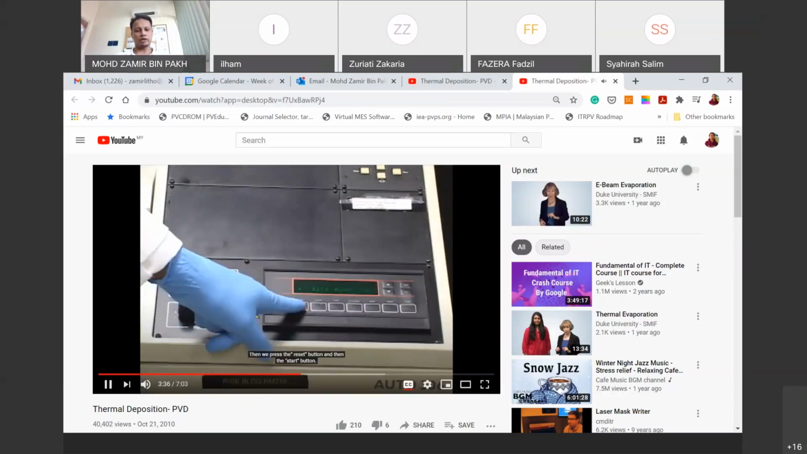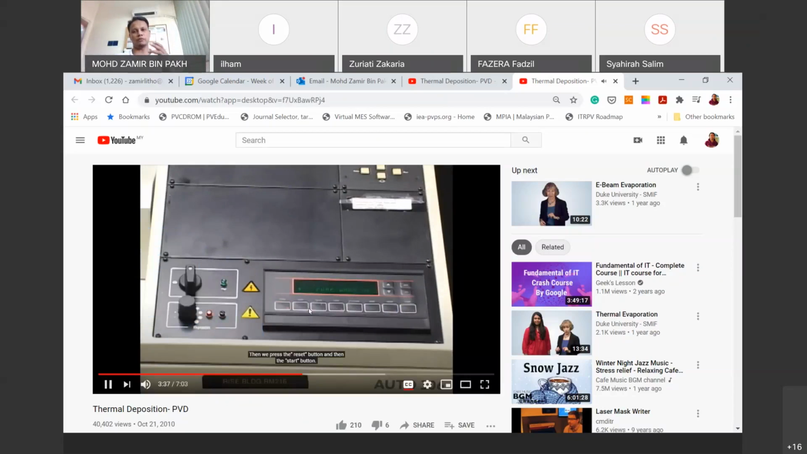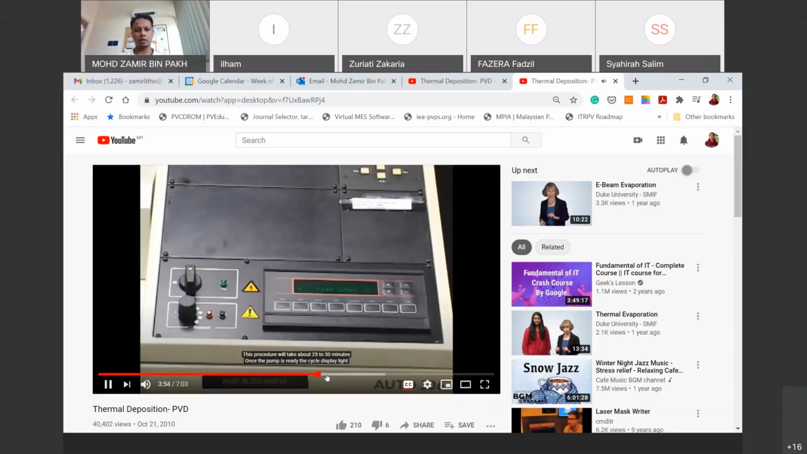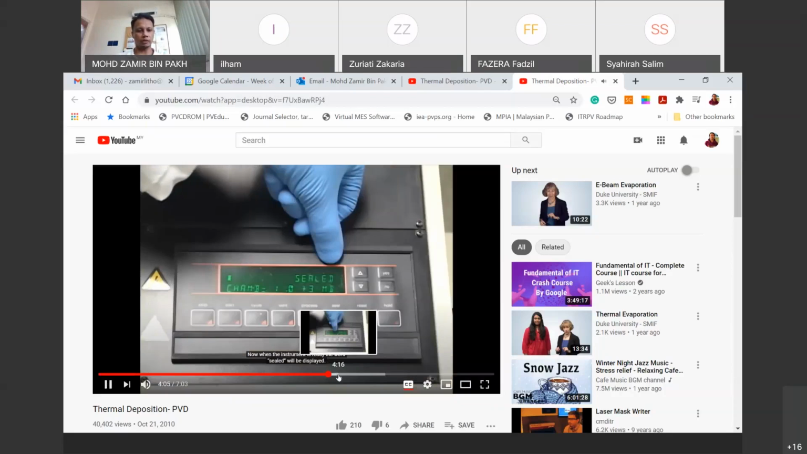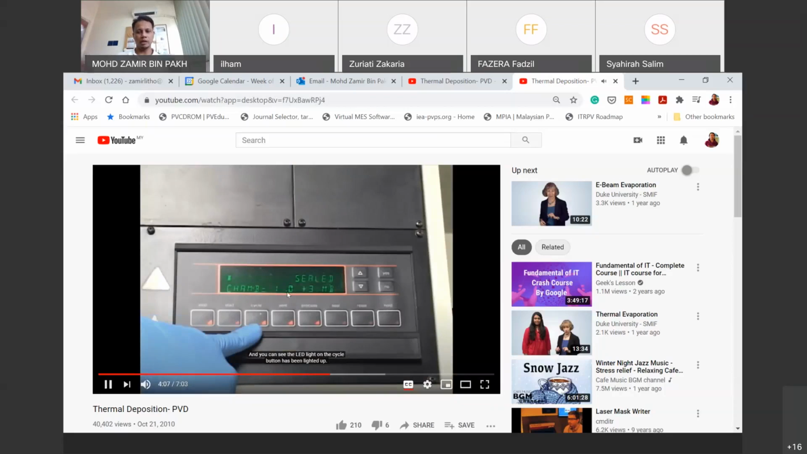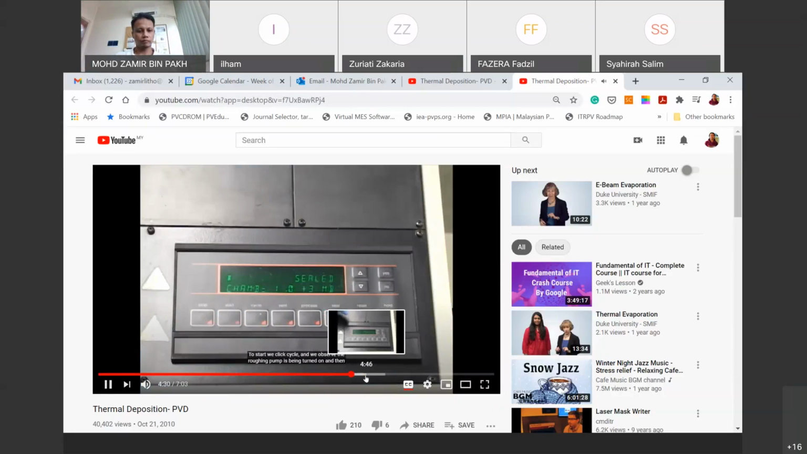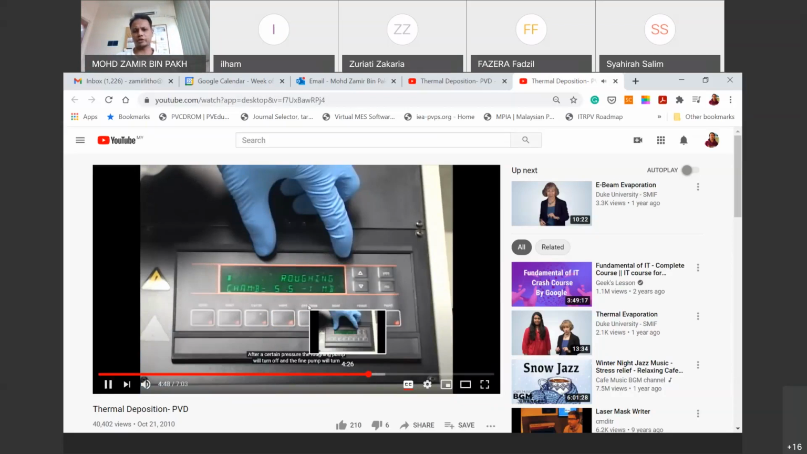So now what he's trying to do is vacuum the chamber. He's pumping down, so the system is going to display the current pressure. Let me just go slightly faster. You can see that the chamber is now sealed, so you can start the vacuuming process. Now it's going down to -1.